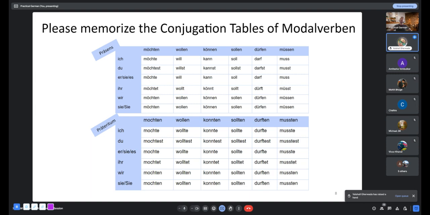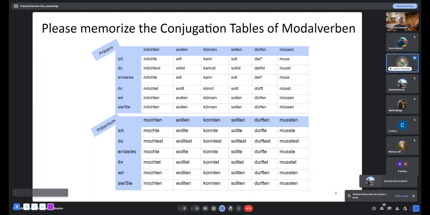Ich durfte, du durftest, sie es durfte, ihr durftet, wir durften, sie durften. It's not dürfte. It's simply U. There is no umlaut. So it's durften, not dürften. Just straightforward U. Read again. Not dürfte, just U. Durfte. Like you said, du, right? Okay, ich durfte, du durftest, sie es durfte, ihr durftet, wir durften, sie durften.